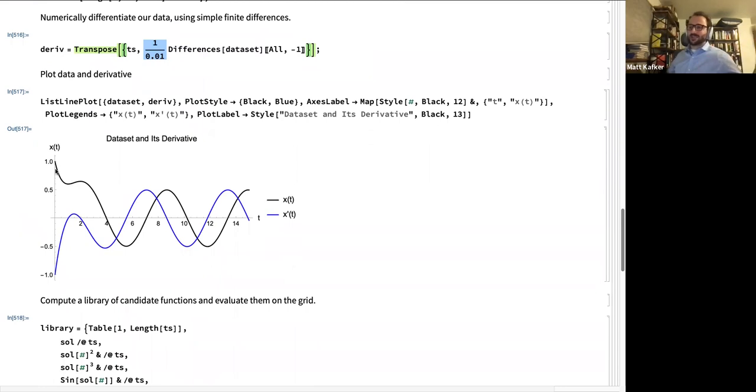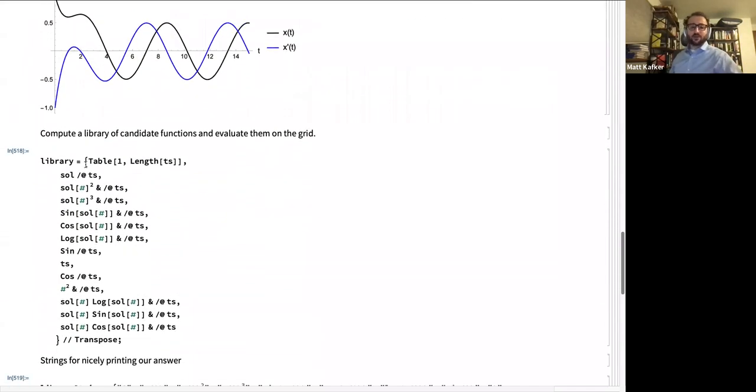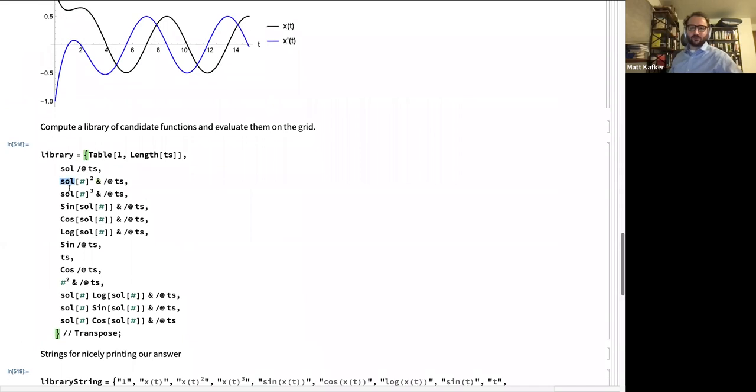I chose this because it's sort of squiggly and not exactly simple looking, so maybe the regression will have a hard time reproducing this sort of curve. So X is our solution to the differential equation. This is our data set. Blue is the numerically computed derivative. And then we have to compute a library here. So sol is meant to be X. I didn't name these variables very well.